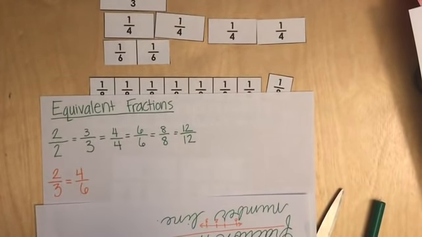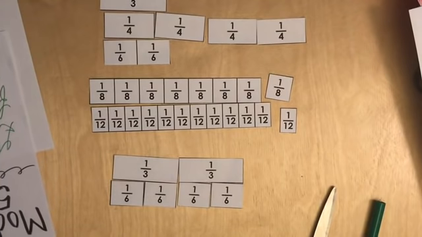Go ahead and see if you can put together any eighths to make the same amount as 2/3, and try it with your twelfths. Press pause and press play when you're done.